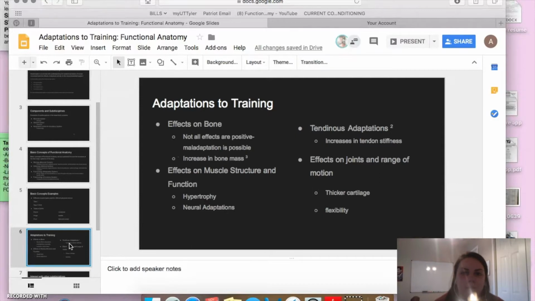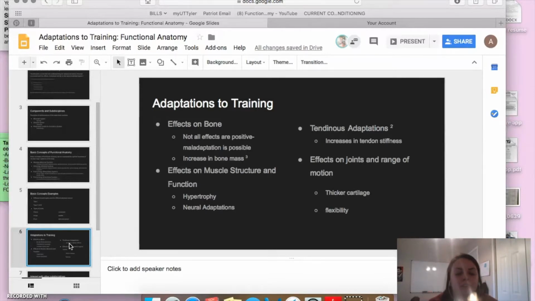Next, we have adaptations to training. We're going to talk about the effects that training has on bone, on muscle structure and function, the tendinous adaptations, and then effects on joints and range of motion a little bit as well. So effects on bone. Not all effects on bone are positive. Maladaptation is possible if the training intensity is too much with not enough rest time or recovery time, especially with young athletes. That's why you see frequent stress fractures with the young generation.